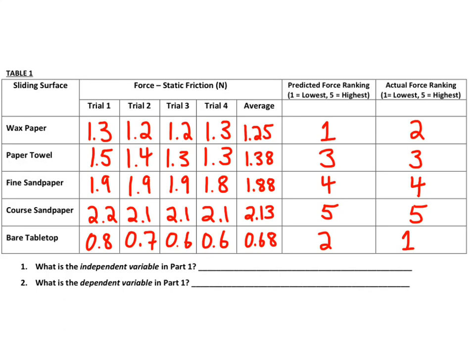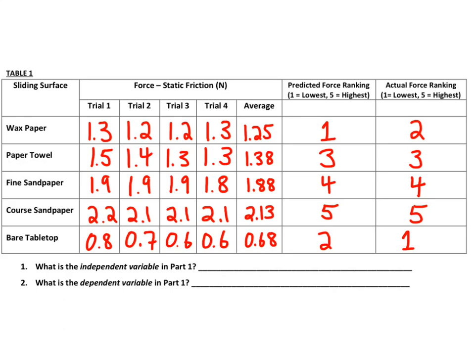Okay, what I have here is a table of just made up data, but it's probably something similar to what you may have for the first part of the What a Drag experiment that we did, which was measuring static friction on different surface types. And so this is the graph of my data here. I've already gone through and figured out the averages and the actual force rankings as compared to my predicted force rankings.